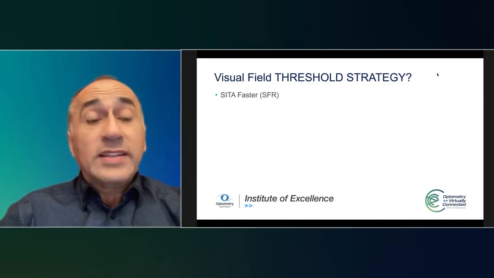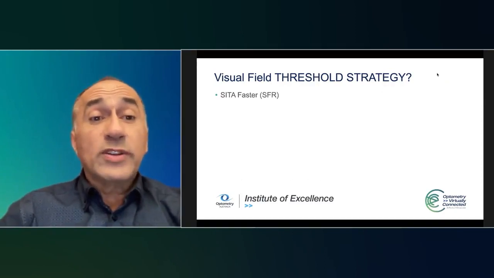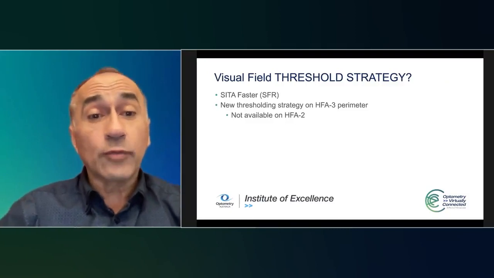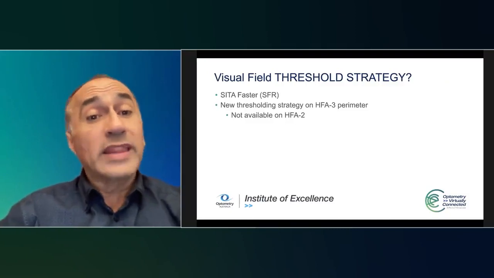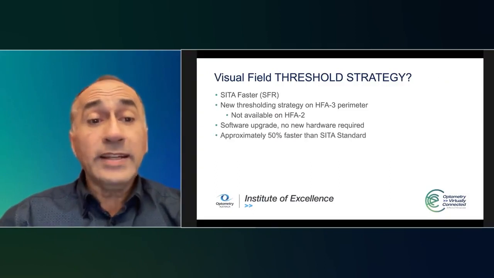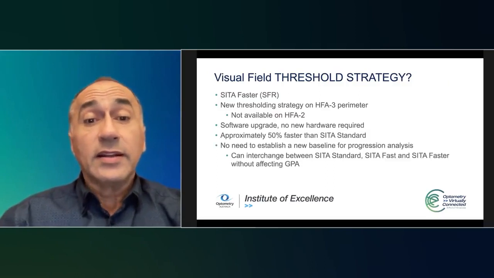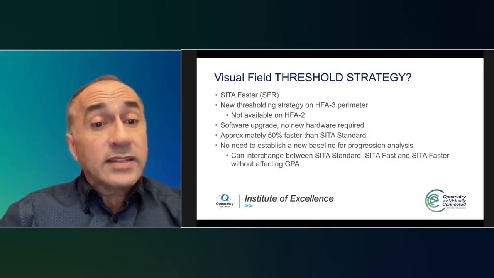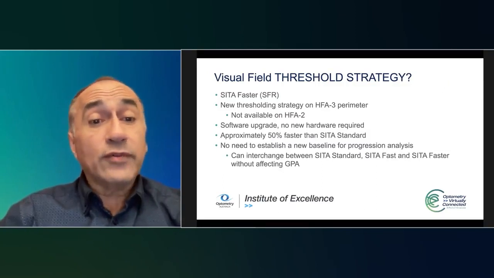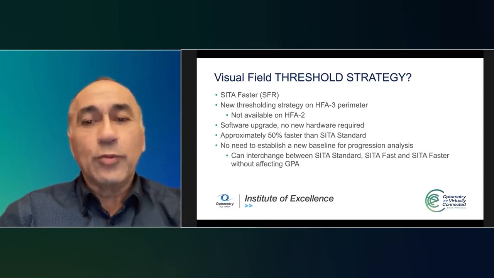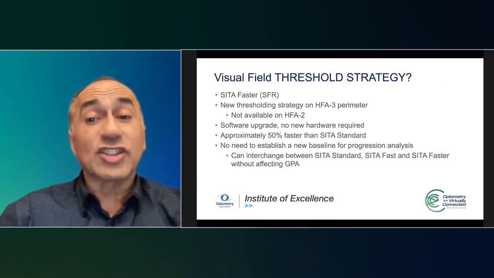Now, in the last couple of years, we've got a new thresholding strategy called SITA Faster. It's available on the latest Humphrey 3 perimeter. It's not available on the Humphrey Visual Field 2, the older version. It's a software upgrade, and it's about 50% faster than SITA standard. The good thing about it is that if you've been testing on SITA standard or SITA fast, you don't have to establish a new baseline for your progression analysis. You can interchange between all 3 of those SITA strategies.